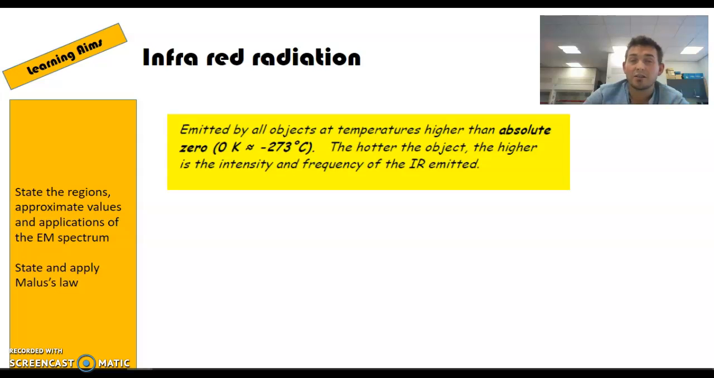Infrared: anything above 0 Kelvin temperature will produce some infrared. Now, 0 Kelvin will produce nearly none, and anything higher than that will produce some, but it will be extremely low value. But anything with a temperature will produce infrared.